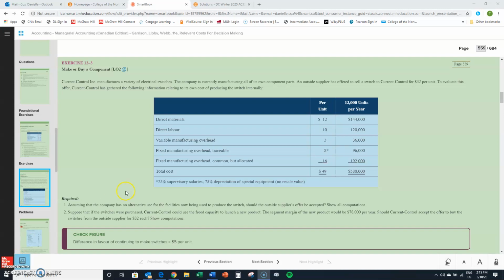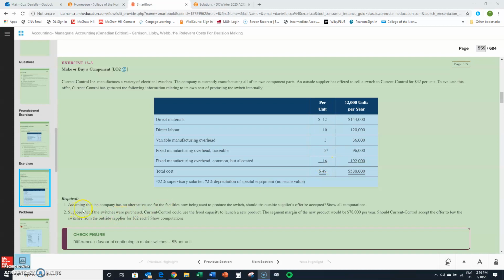Exercise 12-3. We're looking at make or buy a component. They're looking at switches. They currently manufacture their own. An outside supplier has offered to sell them the switch for $32 per unit. So do we make it or do we buy it? Here's the information on the costs of making it.